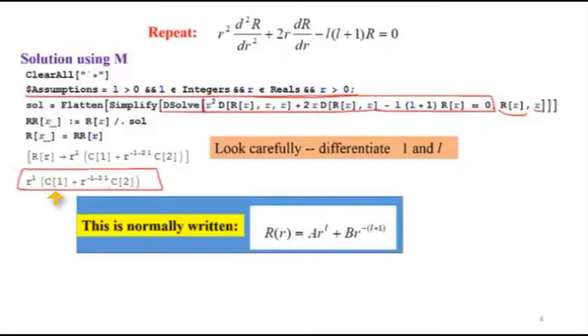There's two constants of integration, and so when we put these all together, we can write them in terms of constants A and B like this. So we have R of r equaling capital A, r to the L power, plus B, r to the minus L plus 1. So this is the radial equation for our Laplace's equation.